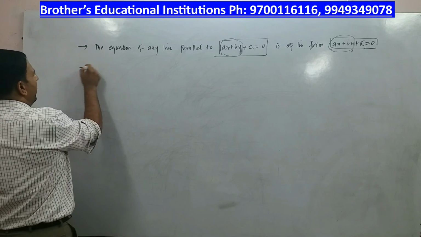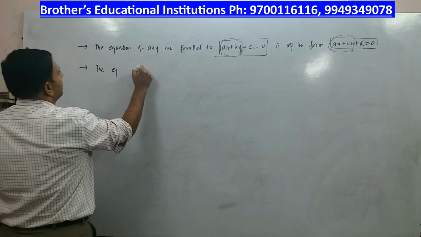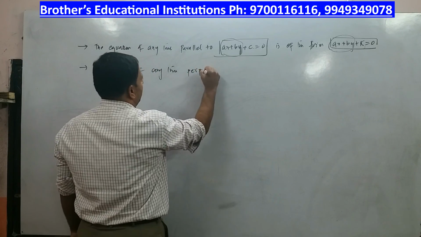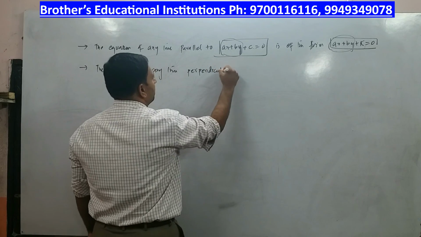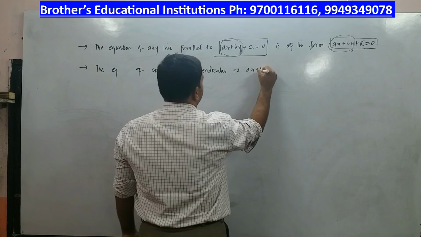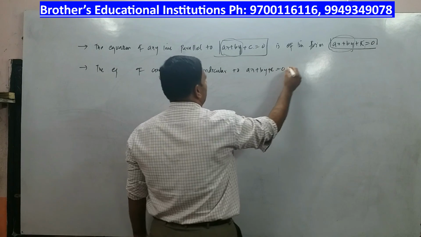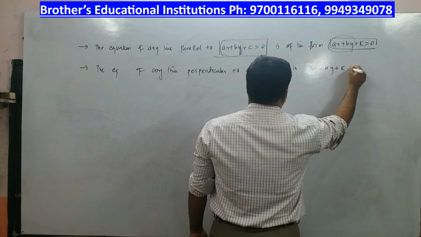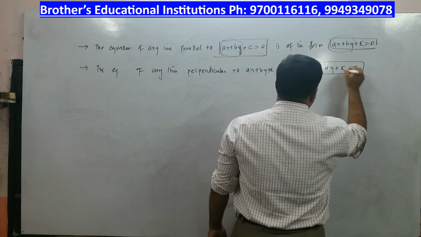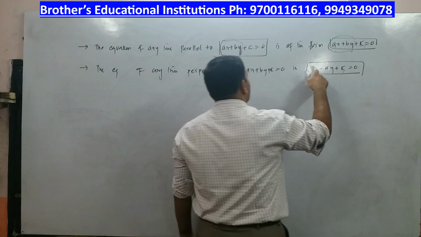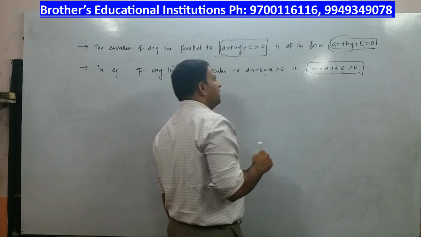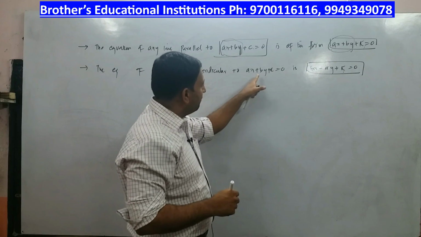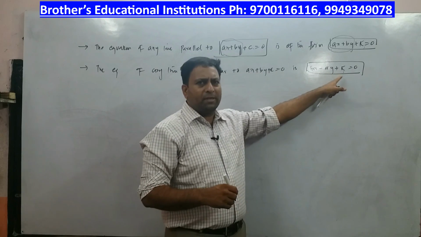Now if I ask you to write the equation of any line perpendicular to ax plus by plus c is equal to 0, it is bx minus ay plus k is equal to 0. So not only do they differ in constant, but the coefficients are exchanged with a minus sign. For example, if you have a plus sign here, there you get a minus sign, and if you have a minus sign here, there you are going to get a plus sign. So that's how it is.